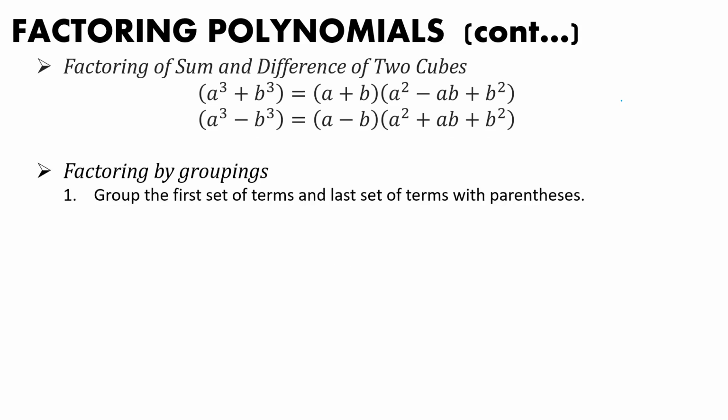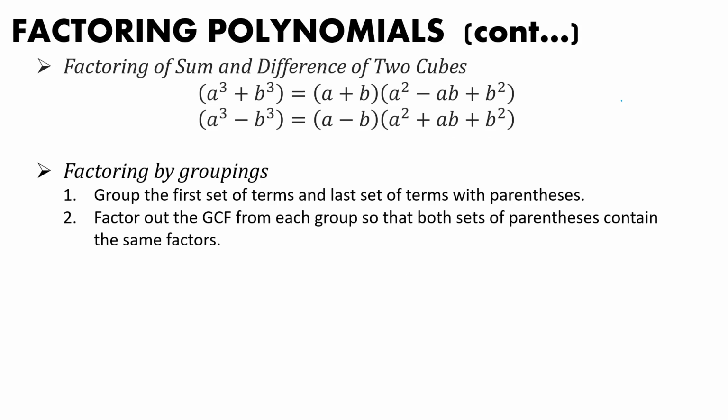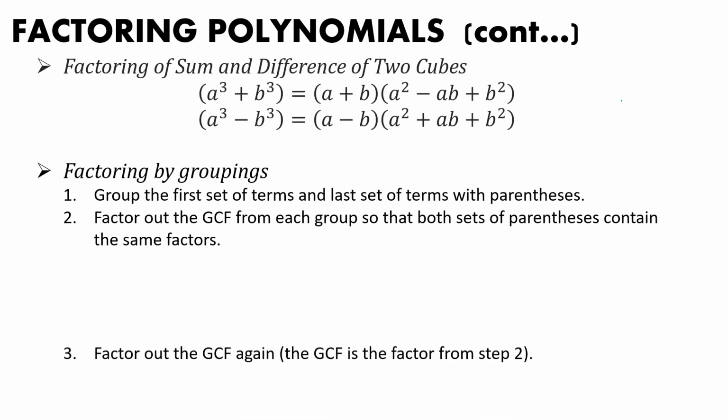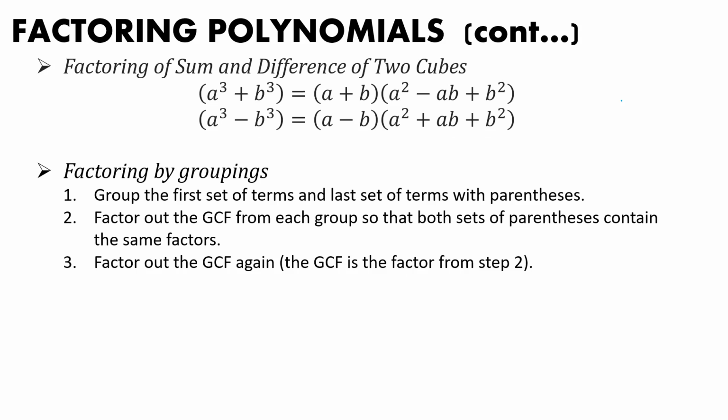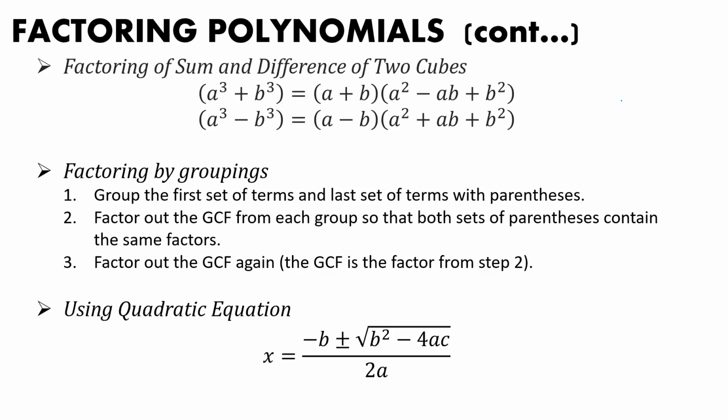Ang una natin ginagawa dyan, group the first set of terms and the last set of terms with parentheses. Then factor out the GCF from each group, so that both sets of parentheses contain the same factors. And factor out the GCF. Then again, the GCF is the factor from step 2. So we need to factor out. Okay? And lastly, using the quadratic formula. x is equal to negative b plus minus square root of b squared minus 4ac all over 2a.